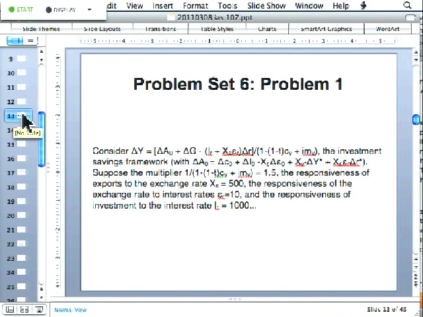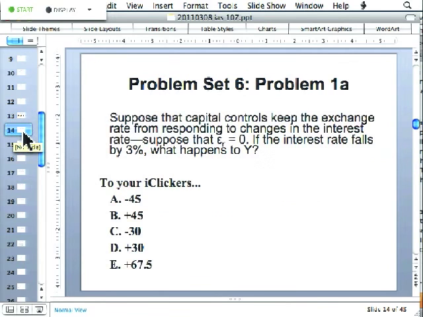Suppose that you take the responsiveness of the exchange rate to the interest rate and set it not at its value of 10, but at 0 instead. And ask what happens if the interest rate falls to 3%. What's going to happen to real GDP Y in this particular equation? And I suppose I should start by going back to show you the equation, right? Our standard investment savings version of the income expenditure model. And then I guess go forward to show you what the potential answers are.